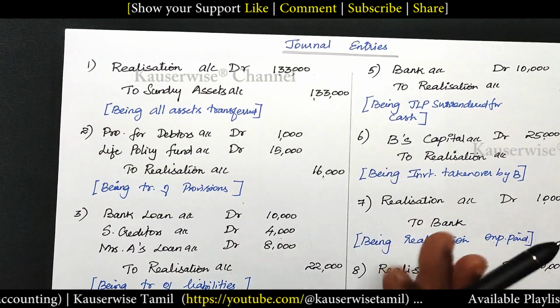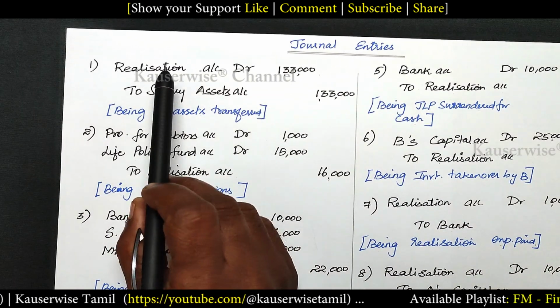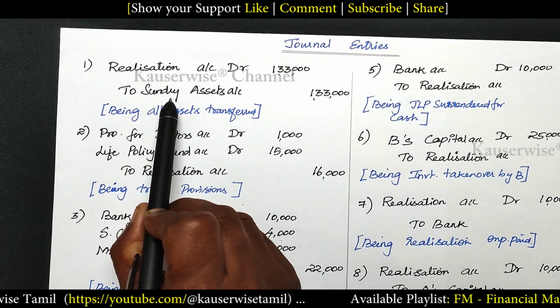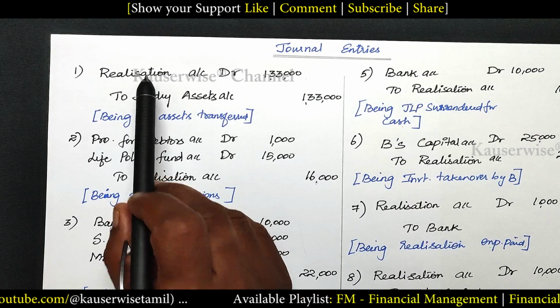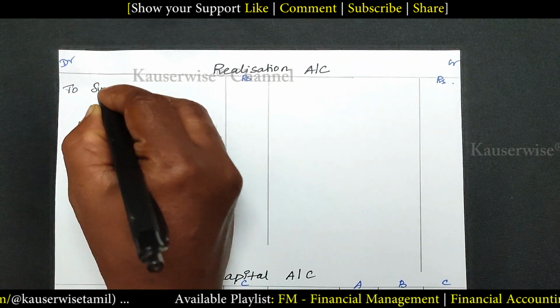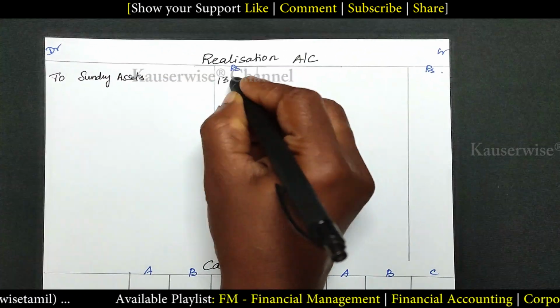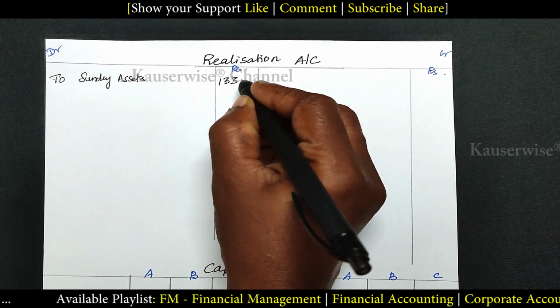Okay, see the first entry, assets transfer. Now what is the entry? Realization account debit to sundry assets. So enter this under debit side of realization account. Debit side, to sundry assets, 1,33,000.